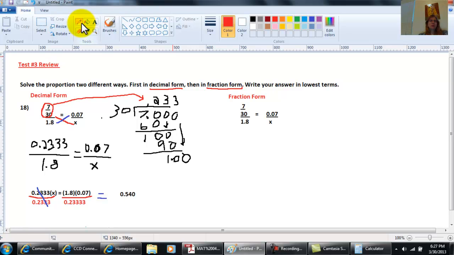So on the other side, we're going to do an answer in fraction form. So in this case, we've got two decimals that need to be turned to fractions. So let's take that 1.8, and that becomes 1 8/10.